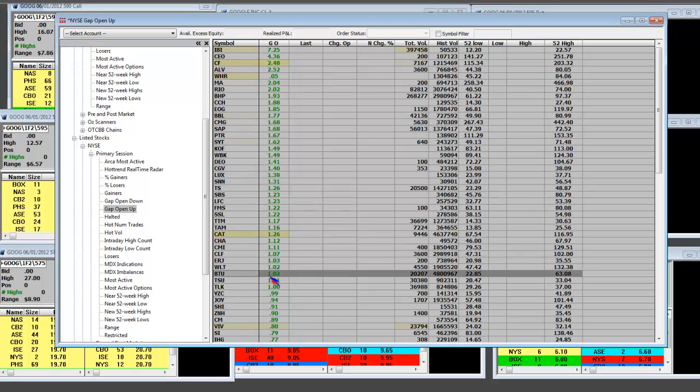Look at that BTU Energy up $1.02. Look at it. WLT. CLF. Cummins. Caterpillar. Yes, yes, and more yeses, and more money, and more money.